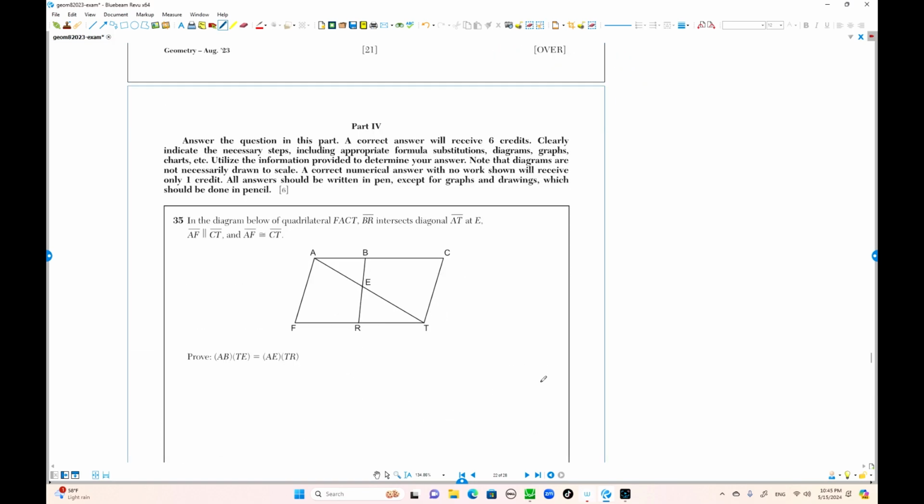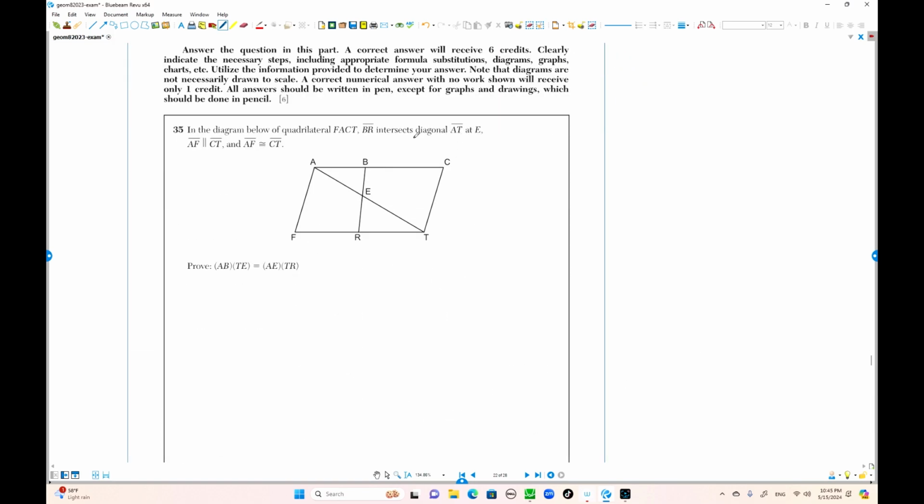Number 35 over here. Oh, this is given over here. Statement, reasons. AF and CT are parallel. Same side, congruent. This is given, another one is given. From 1 and 2, you can say one pair of opposite sides are both parallel and congruent, so that quadrilateral is a parallelogram, okay?